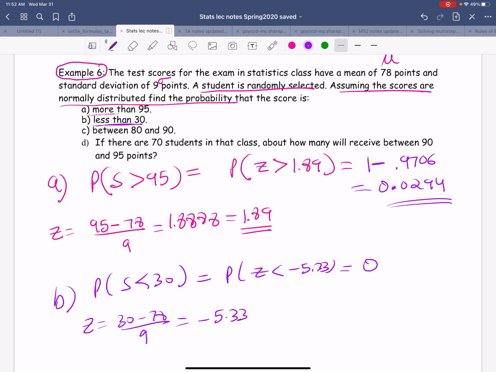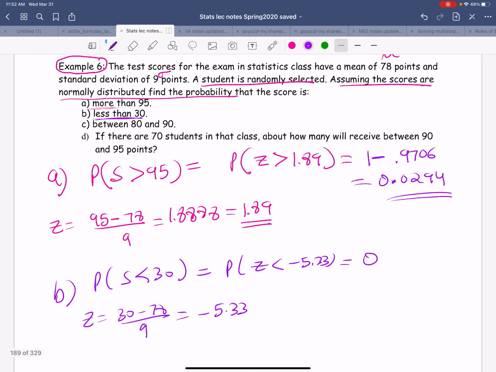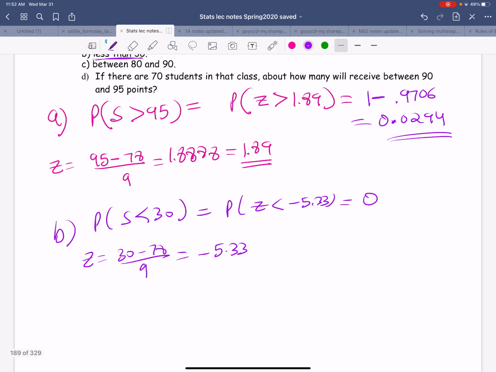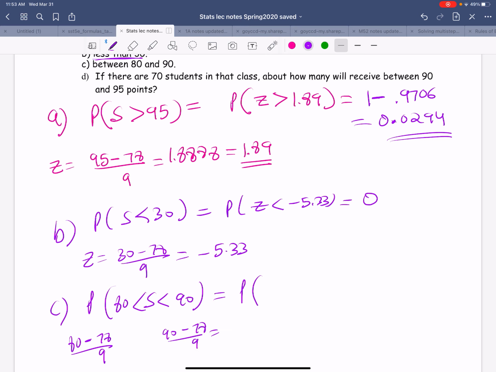Okay, next example. What's the chance of selecting somebody whose score is between 80 and 90? So now we're looking for somebody with a score between 80 and 90. Find the z-score: 80 minus 78 divided by 9, 90 minus 78 divided by 9. Find the z-scores for both. Okay, 80 minus 78 divided by 9.